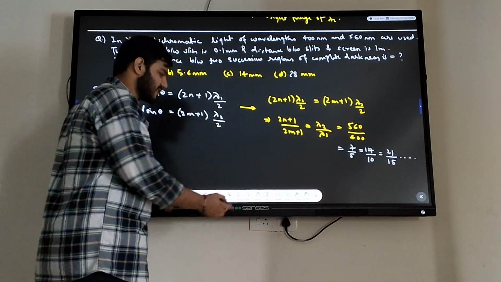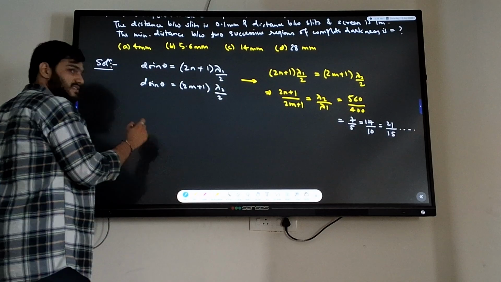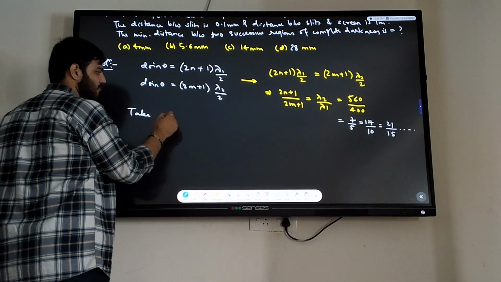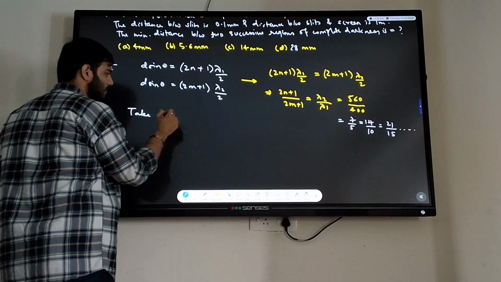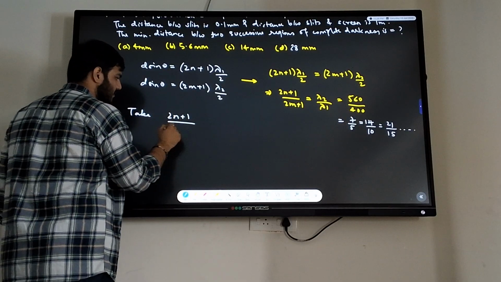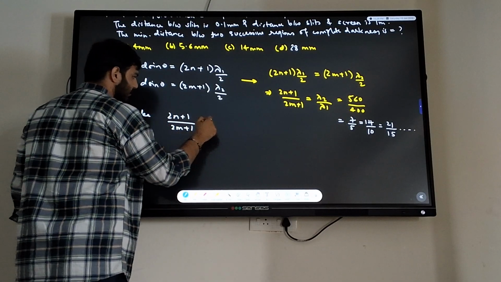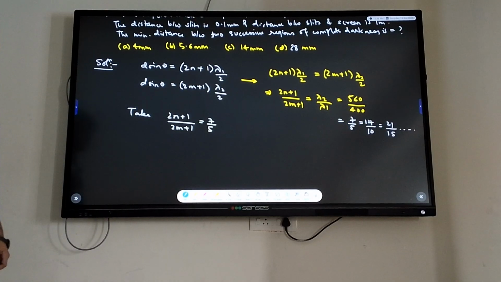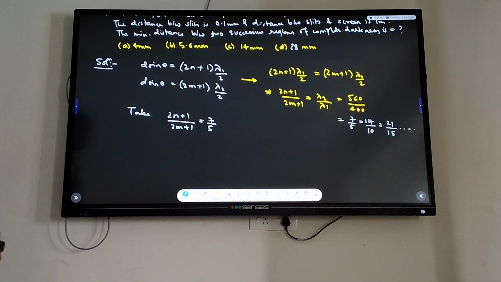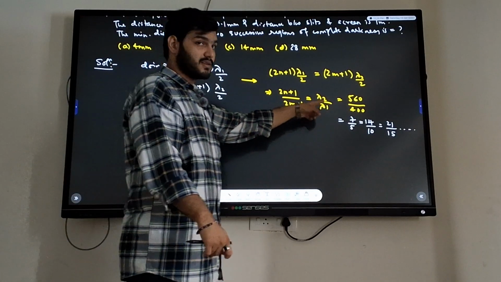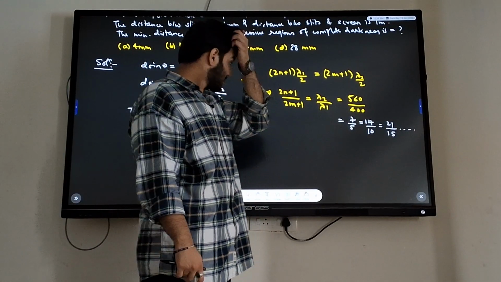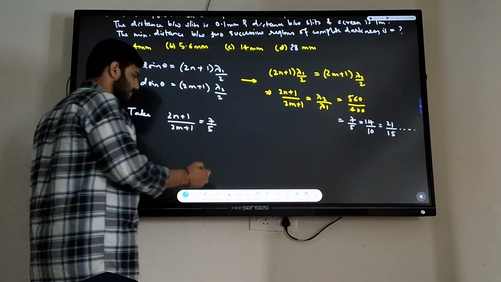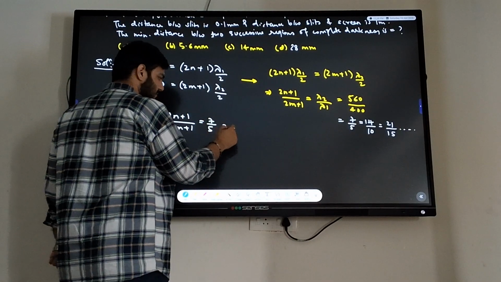Let's start with the first value. This is trial and error. Take (2n plus 1) divided by (2m plus 1) should be equal to 7 by 5. Are we going to get the answer even if you take lambda 1 as 400 and lambda 2 as 560? This is what I have taken. Reciprocal. What if we take lambda 1 as 4? Doesn't matter.